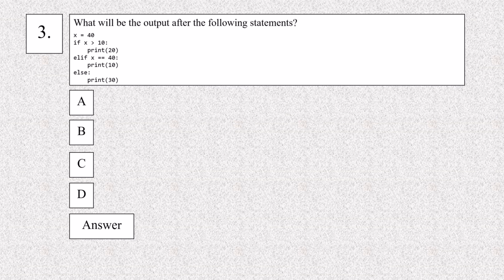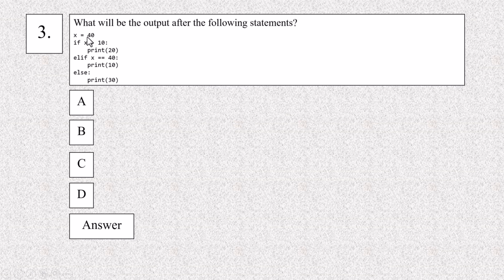What will be the output after the following statement? Here you can see that we have a variable x equal to 40, and we are checking if x is greater than 10, it will print 20, otherwise it will go to the else part and it will check again whether the value x is equal to 40 or not. If it is true, it will print 10, otherwise it will go to the else part and it will print 30.